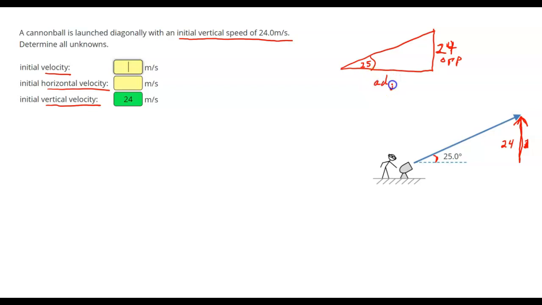This side next to the angle is the adjacent side, and this side over here, across from the right angle, is the hypotenuse. All right, so if we want to find the hypotenuse, we can use the trig ratio that involves opposite and hypotenuse, which is sine. So we can say that the sine of an angle is the opposite over the hypotenuse. The angle in this case is 25 degrees. So we say sine of 25 degrees equals the opposite. We know what the opposite is, 24 meters per second. And we're trying to figure out the hypotenuse.